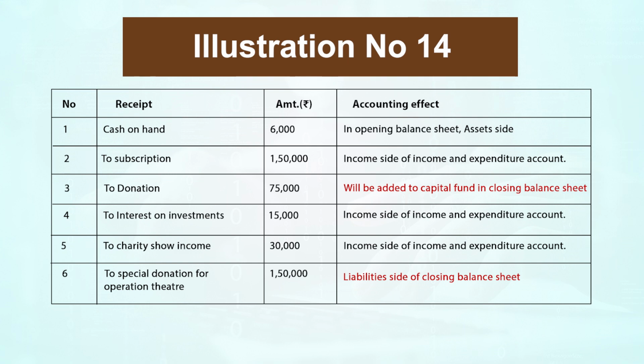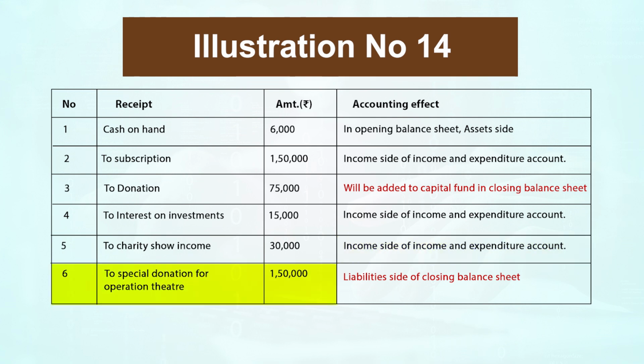We will see the same point in a tabular form, receipt and its accounting effects. First in that, cash on hand, rupees 6,000 in opening balance sheet asset side. Subscription, income side of income and expenditure account. Donation will be added to capital fund in closing balance sheet. Interest on investment, income side of income and expenditure account. Charity show, income side of income and expenditure account.